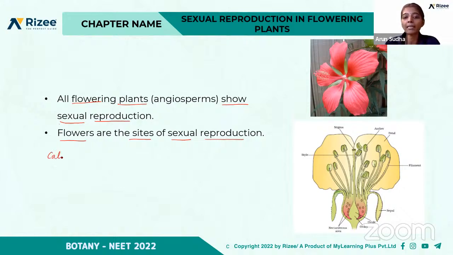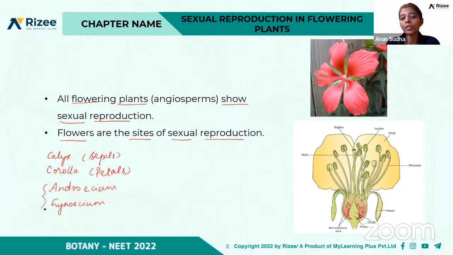One is calyx, that is sepals, then corolla, that is petals, then the male reproductive structure, androecium, and gynoecium, right? So these two are the male and the female reproductive structures, and they are mainly involved in fertilization, right? So we know the structure of the flower, that is the sepal.